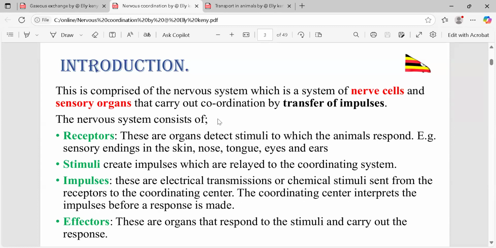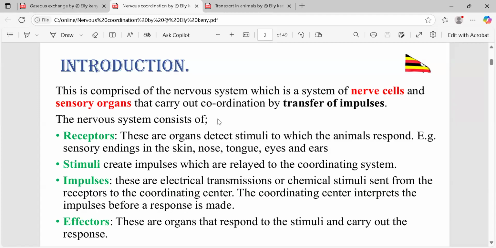A stimulus is that thing that creates the impulse. Like I said, for example, a snake can be a stimulus. For example, touch can be a stimulus. For example, when you put food or sugar in the mouth, that can be a stimulus.